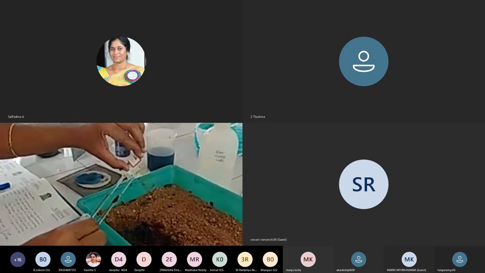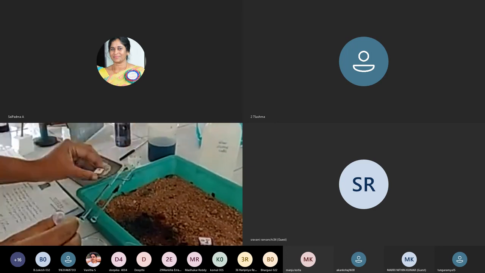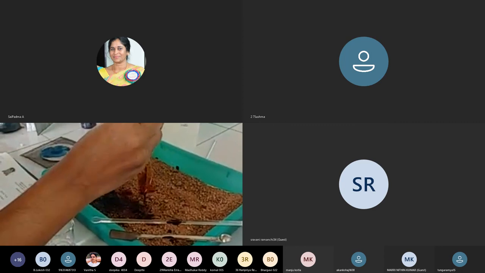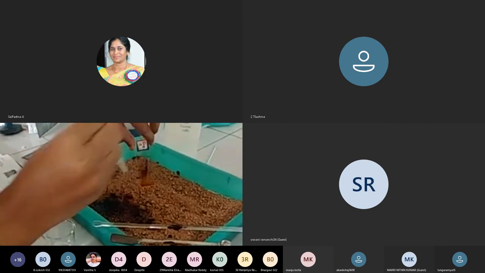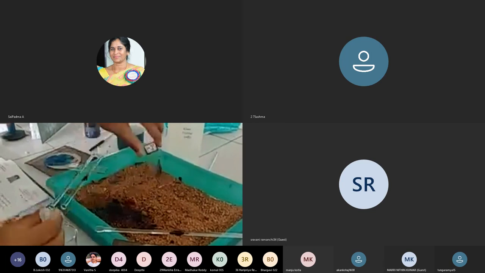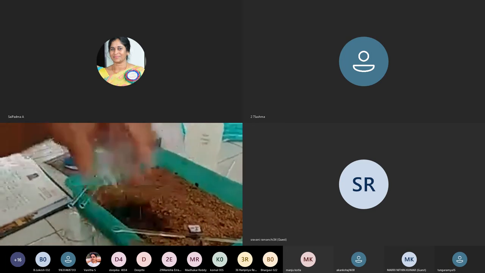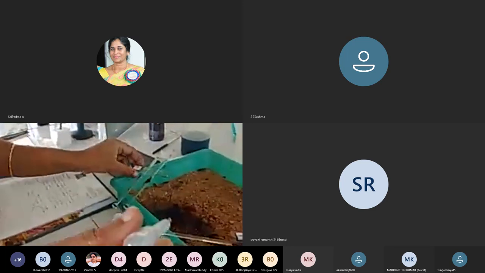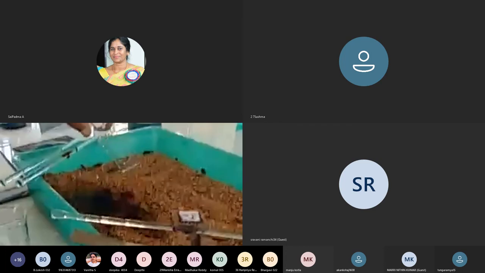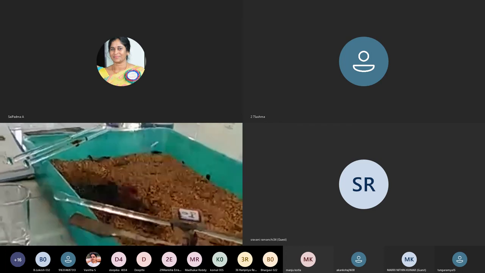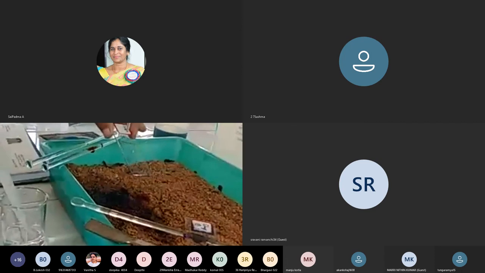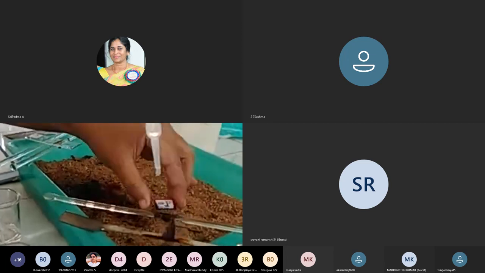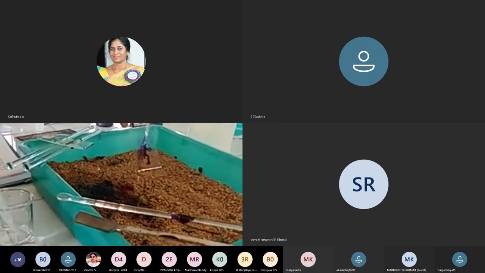After adding Gram's iodine, I'm just washing it with water. Even here, I'm washing it with water. Then we will add the 95% ethanol, which is a decolorizing agent. Just a few drops we shall add, so that the excess stain is not washed out. Just add very slowly. Similarly, here also we have to add the 95% ethanol.